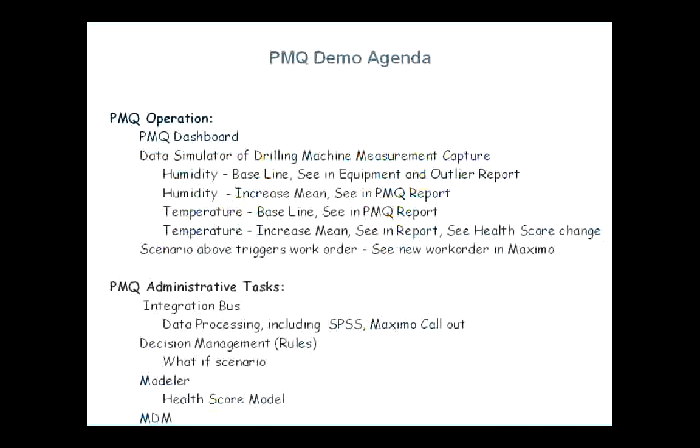In this case, we'll be running a simulator to run a baseline of humidity. Then we'll arbitrarily increase the humidity and see what happens. We'll also show temperature being measured, and we'll also increase the temperature and see how that impacts the health of the machine. We'll also see if that triggers a work order and show that in Maximo.